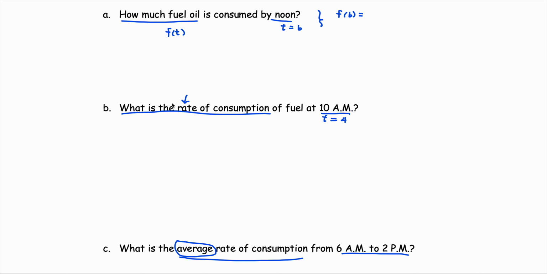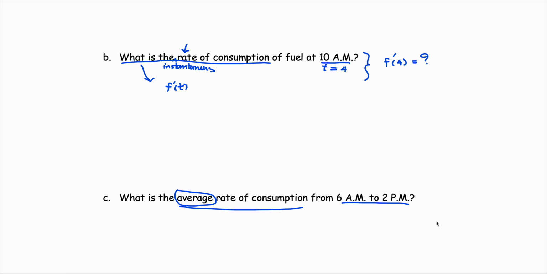Part B is understood to be the instantaneous rate of change, or asks for the derivative, or f'(T) when T equals 4. When you put them all together, that means you're going to find out what is f'(4). Let's put the question mark here, so we can see the differences between A and B, B and C. And then for part C, rate of consumption but average at the 2 different points of time.